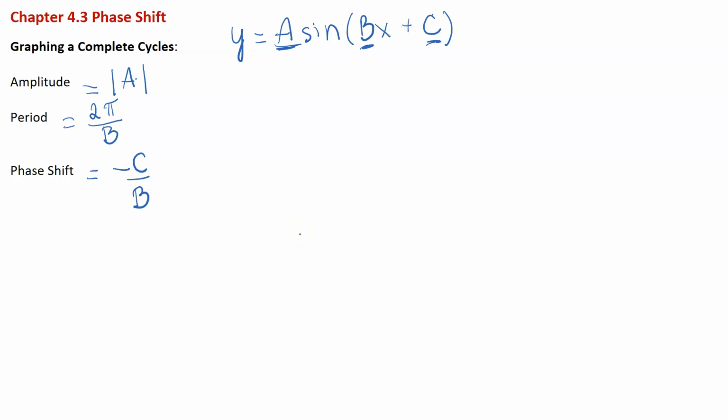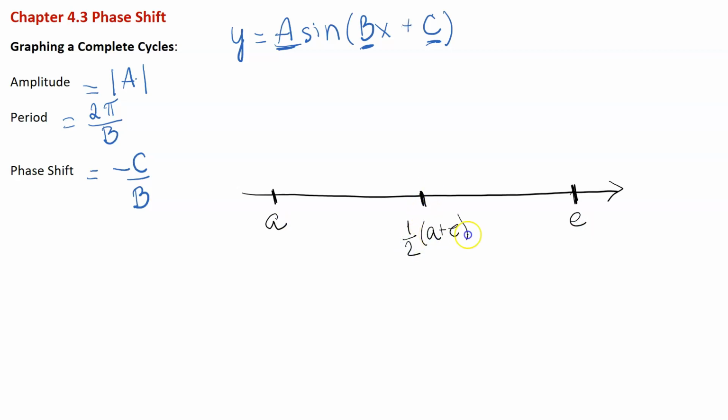To help us with this task, we can use the following trick. The period of the graph is from A to E. So in the middle, we will have 1/2 of A plus E, the midpoint. A identifies the phase shift. E identifies the phase shift plus a period of the graph.